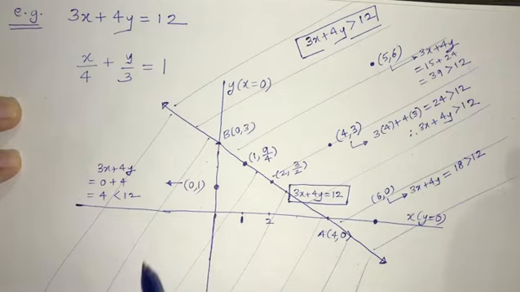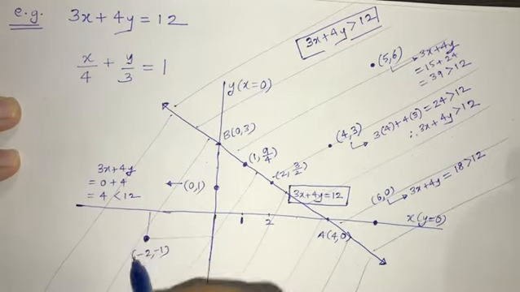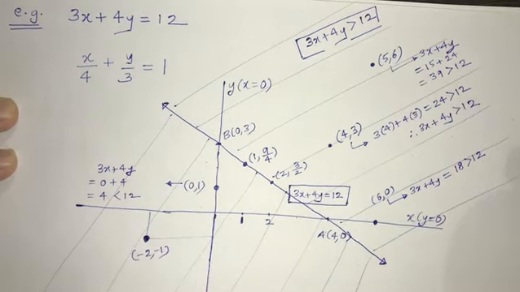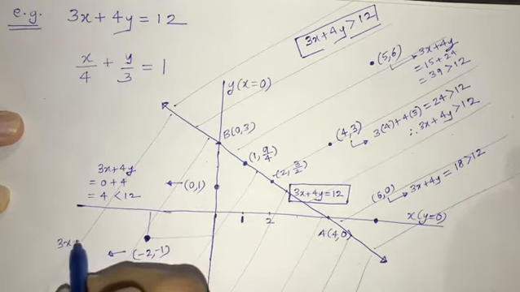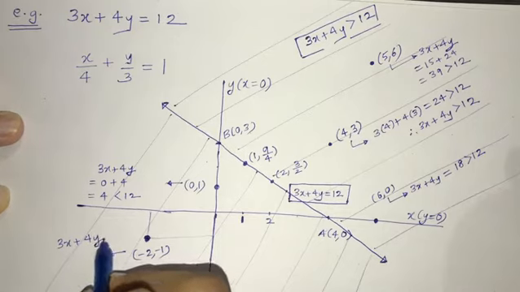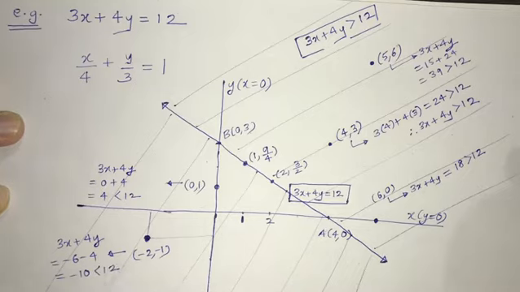Understand this. Let us take a point here, say at -2 comma -1. Both the x coordinate and y coordinate are negative. In this scenario, when you calculate 3x plus 4y, you get -6 minus 4, which is -10, which is also less than 12.